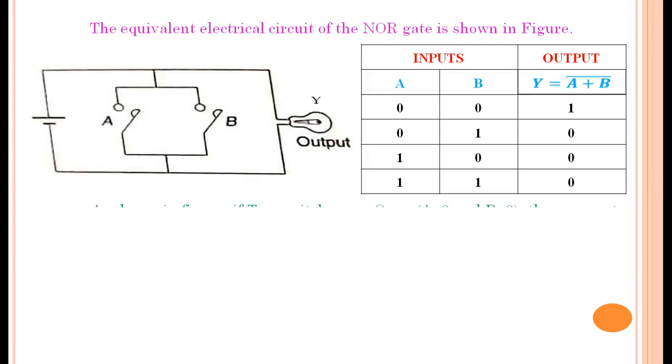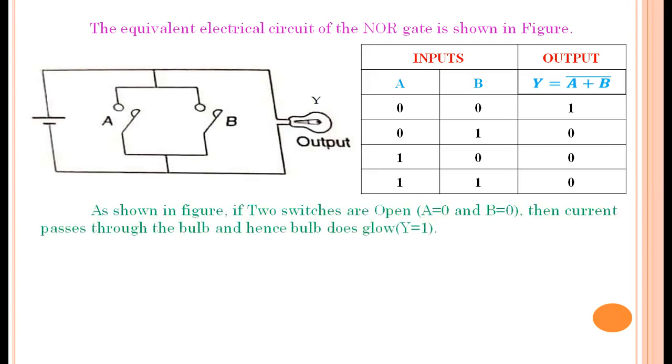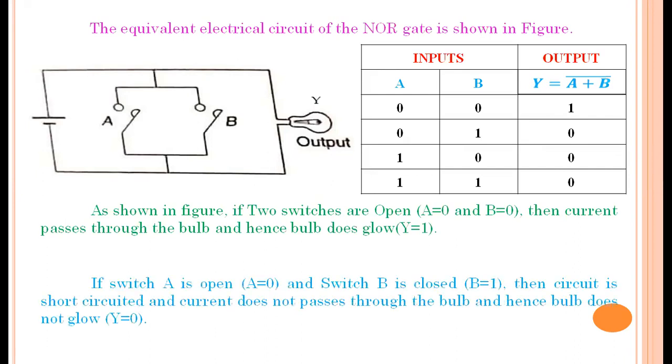How can we explain it? As shown in this figure, if A is 0 and B is 0, that means both inputs are 0, that is, A is open and B is open. Then the current passes through the bulb, so the bulb glows. That is, output Y is equal to 1, because no current passes through switch A or switch B. And in the second case, if A is equal to 0, that means A is closed.